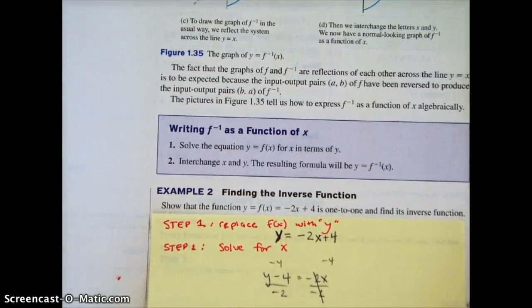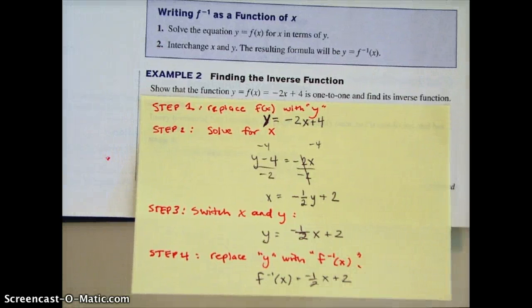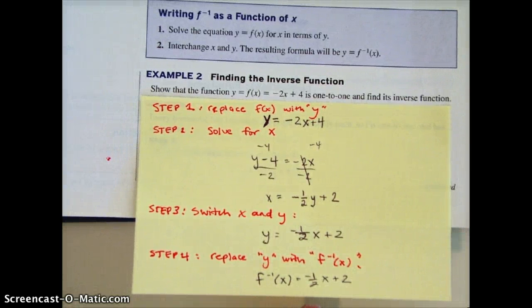Here's what the work would have looked like and my final answer. f inverse of x equals negative 1/2 x plus 2.